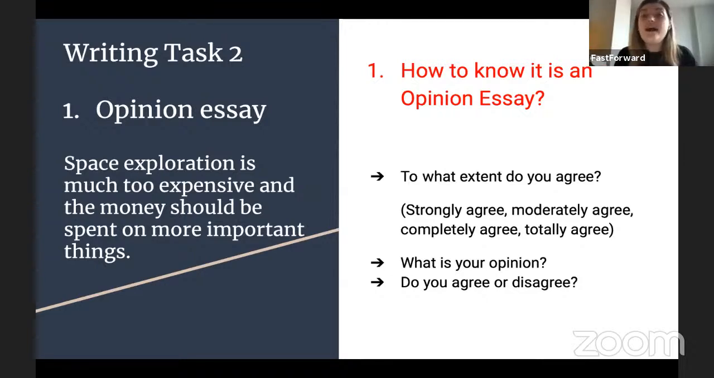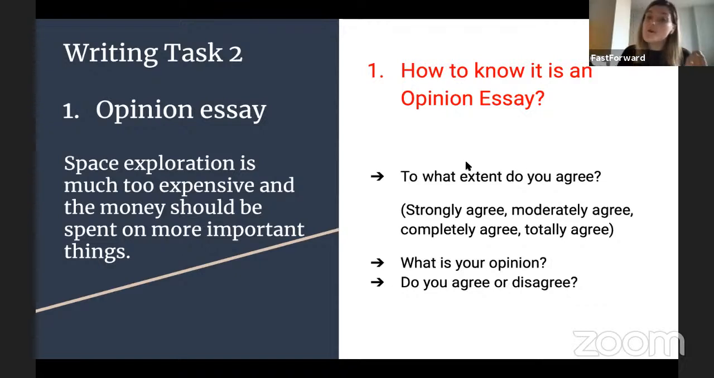And right now, if you have a look at my screen, you can see different questions, okay, which might help you understand that, oh, this is definitely an opinion essay. So for the opinion essay, please make sure that you see some sort of questions like that. To what extent do you agree? Well, obviously, do you agree helps you identify that this is definitely an opinion essay.